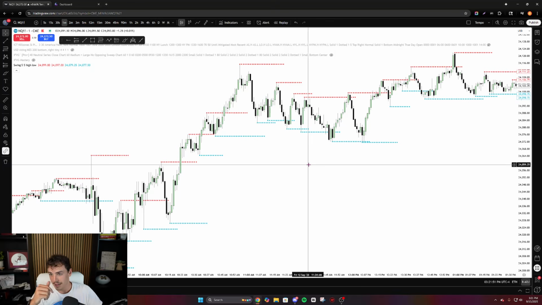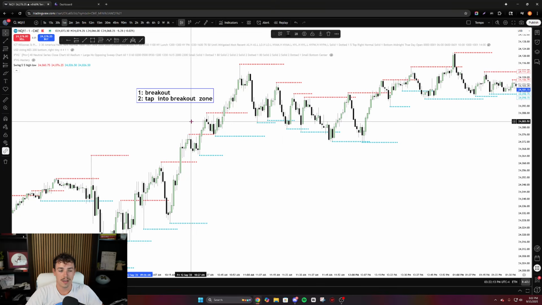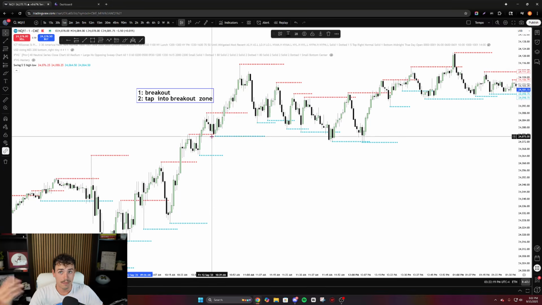So the next thing is SBS is like a 6-step process, and we're going to jump into that here. First step is a breakout. That's why the swing points here are important, because it's a little area where we can look for a breakout. Second step is a tap into the breakout zone. Essentially, if this is our breakout, we want to tap back into that. It can be right away, it can be 10 minutes later, an hour later, or immediately the next candle.